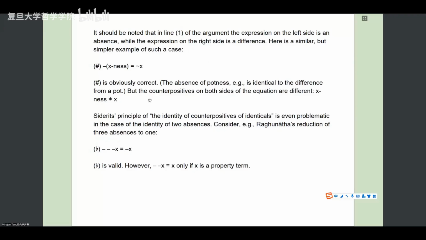Siderowitz's principle of the identity of counterpositives of identicals is even problematic in the case of the identity of two absences. Consider, for example, Raghunatha's reduction of 3 absences to 1. This is flat, and we have seen this is valid. 3 absences of X is identical to 1 absence of X. This is valid. However, if we take the counterpositives, we get: absence of X is X. And this can only be admitted if X is a property term. Otherwise, we get something like the absence of Devadatta is Devadatta. Okay. But for property terms, it's okay because we had this principle AA2. Okay. Then we get the conclusion. Next slide.